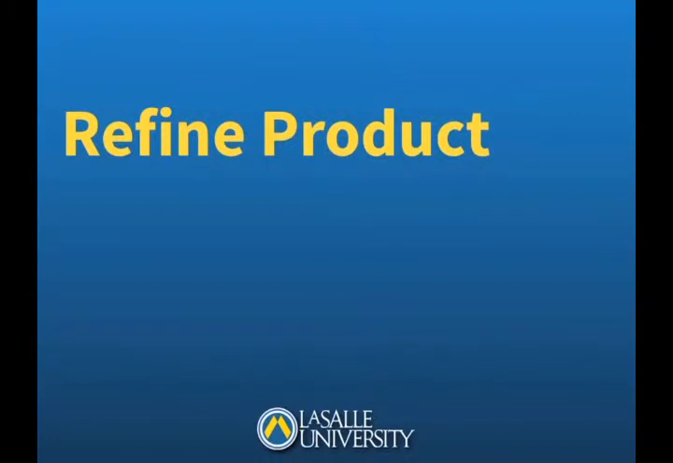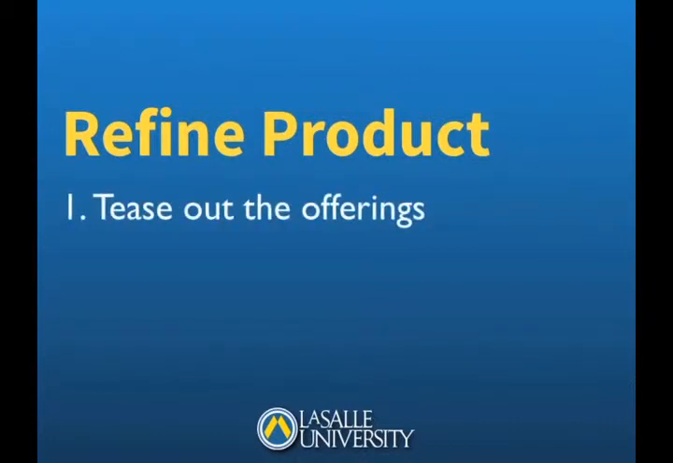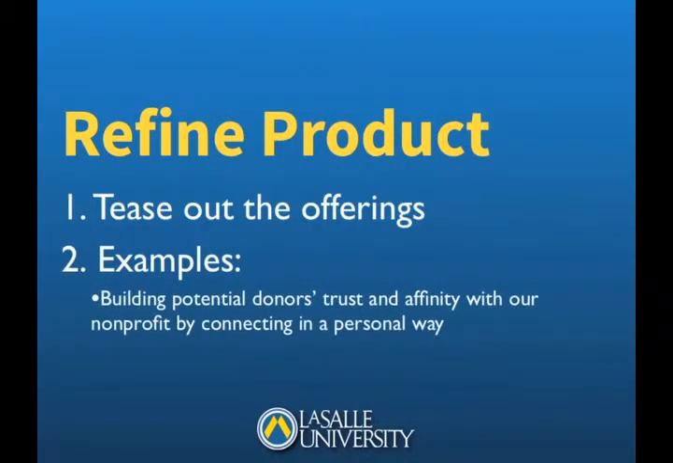So how do we refine our product, and what does that necessarily mean? What we're really going to do now is tease out our offerings. We had some basic ideas about what we needed to do, but now we're really actually going to get very specific here. So we want to come up with different concepts of what our offerings are and really make them start to be crystal clear. So some examples of that. Our product, if we are a nonprofit, is building potential donors' trust and affinity with our nonprofit by connecting to them in a personal way.